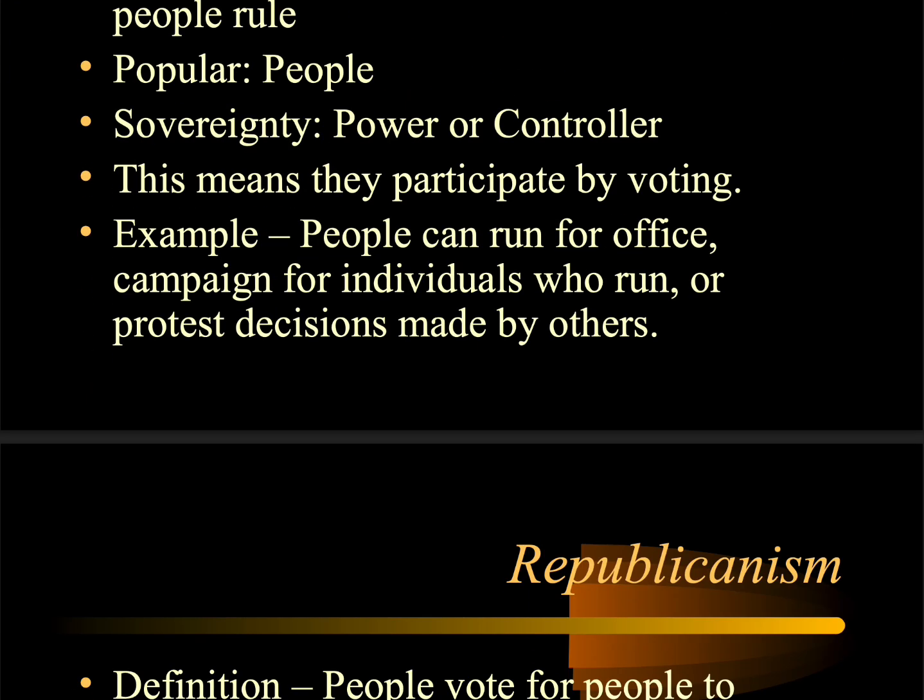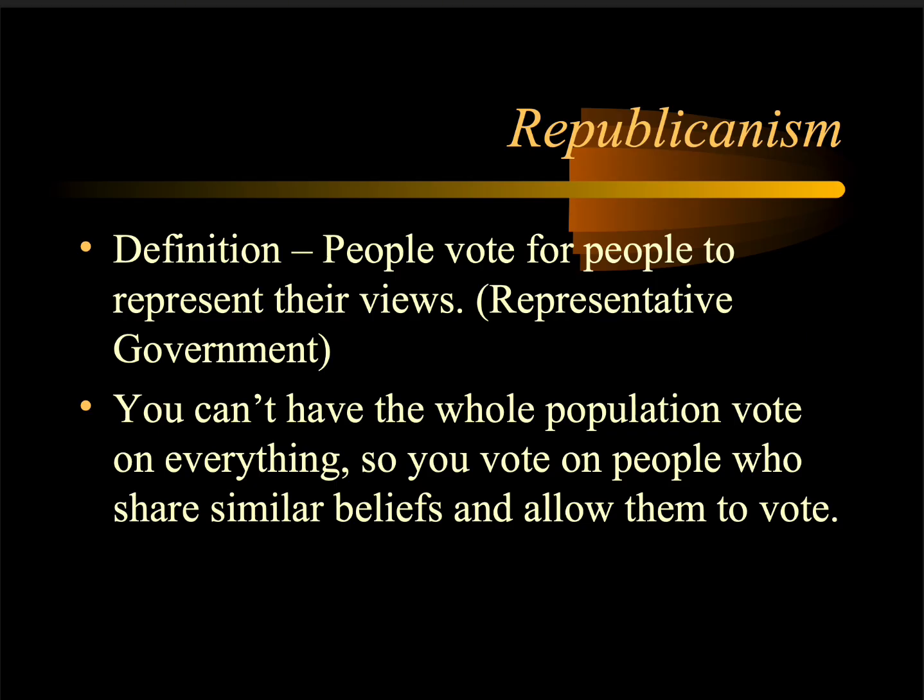Republicanism. The definition is people vote for people to represent their views. The representative government is the best example for it. You can't have the whole population vote on everything, so you vote on people who share similar beliefs and allow them to vote.